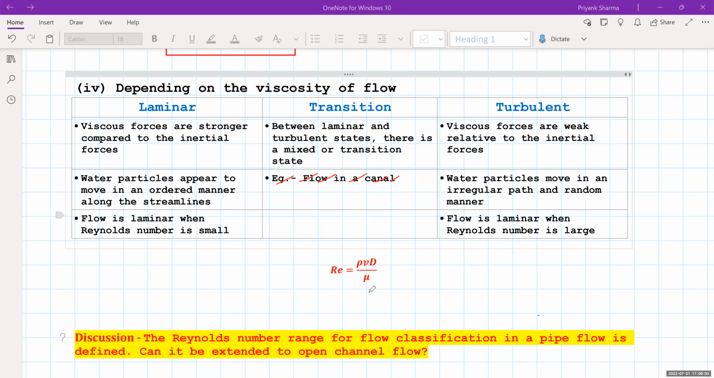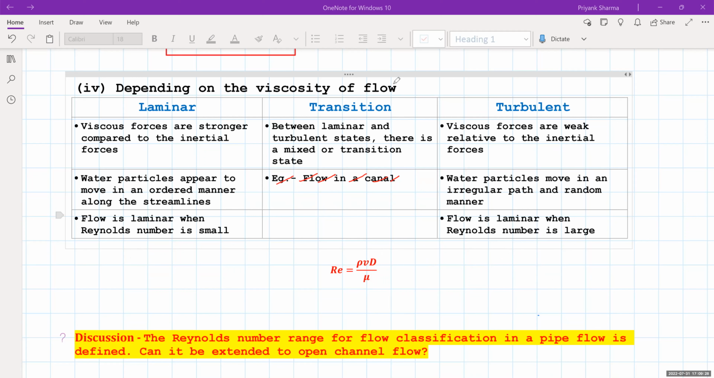So usually you know the Reynolds number range for flow classification. If it is less than 2000, you will classify it as laminar flow. Greater than 4000, you will classify it as turbulent flow. So whether these values can be extended to open channel flow or not, that is the point we have to think upon. Okay, so with this we come to the end of our first part.